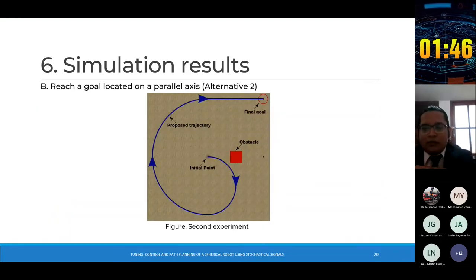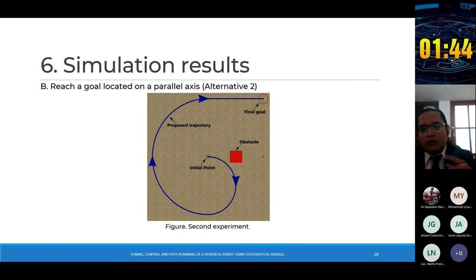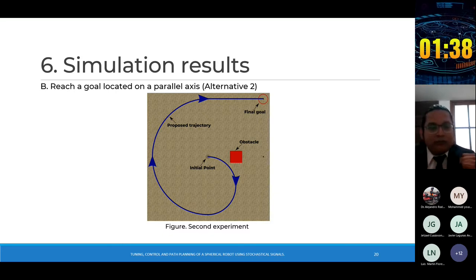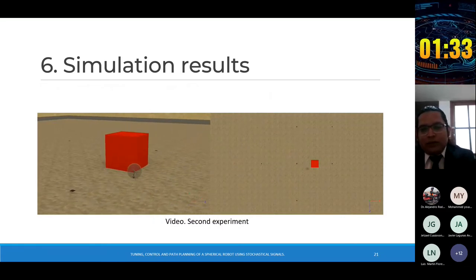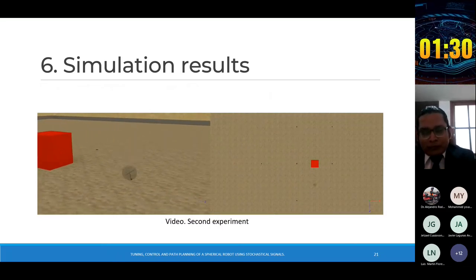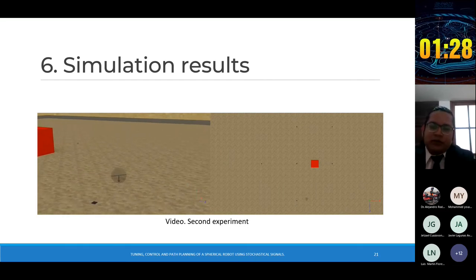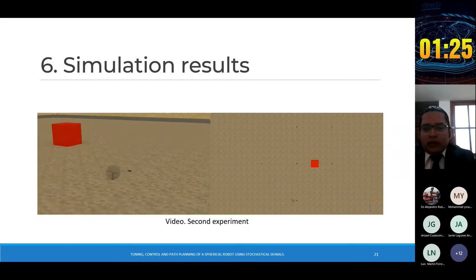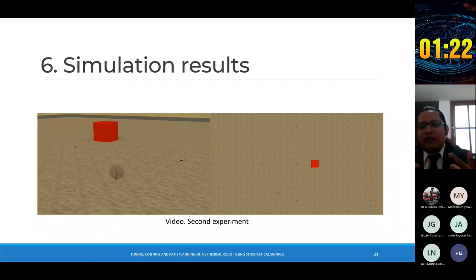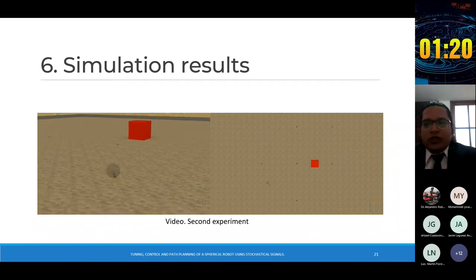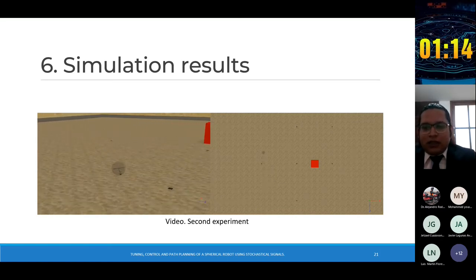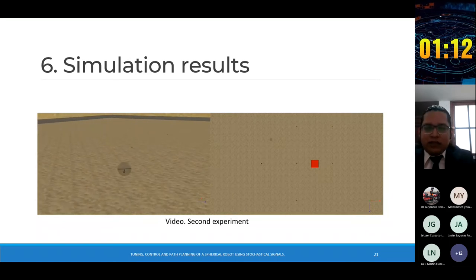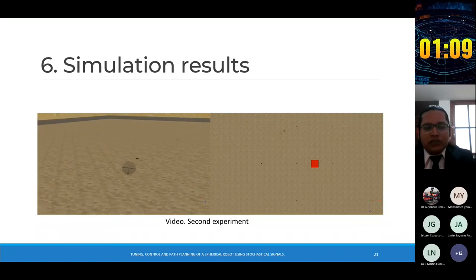The second alternative is that now the obstacle is just in front of the system, so we can change the axis, performing a different trajectory. So we have the video where it is performing first a circular motion and a second circular trajectory to reach the desired axis. And then when we are on the desired axis, we are performing longitudinal motion to reach the point.